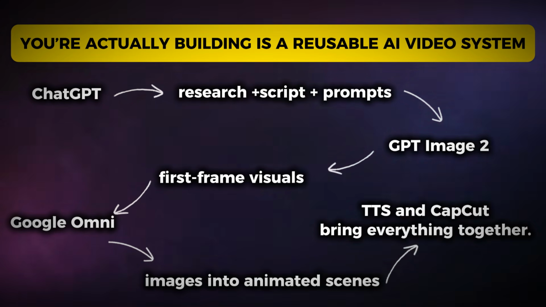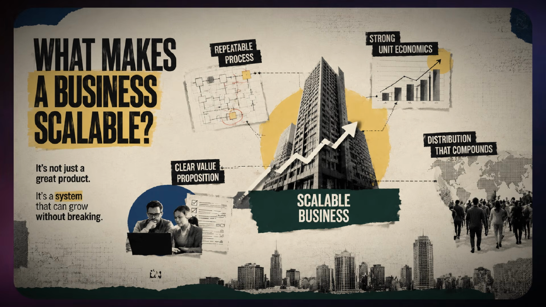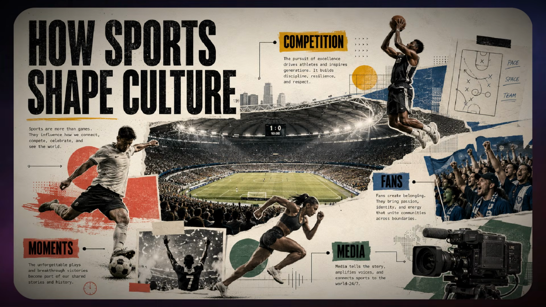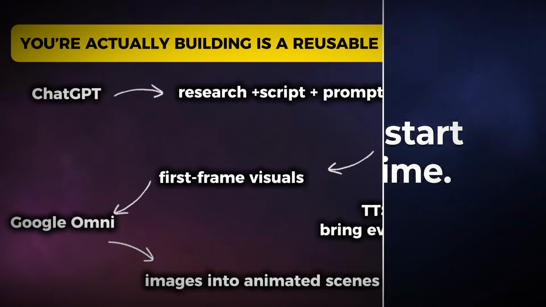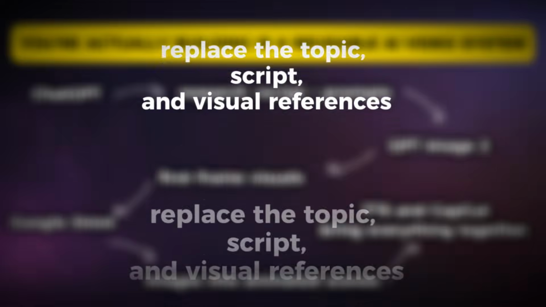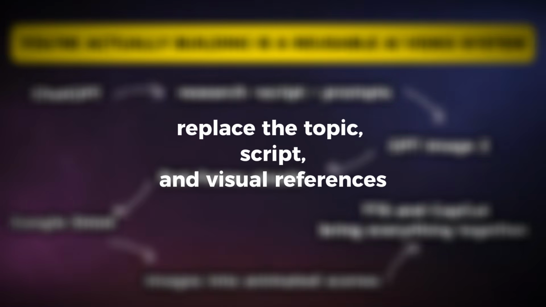Once you understand this workflow, you can reuse the same system for almost any topic: business, technology, history, sports, finance, or even product explainers. You don't need to start from zero every time. You can keep the same structure and simply replace the topic, script, and visual references.